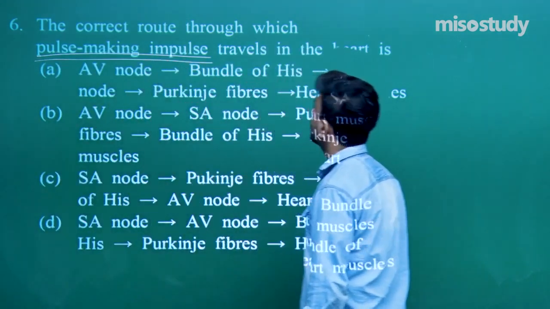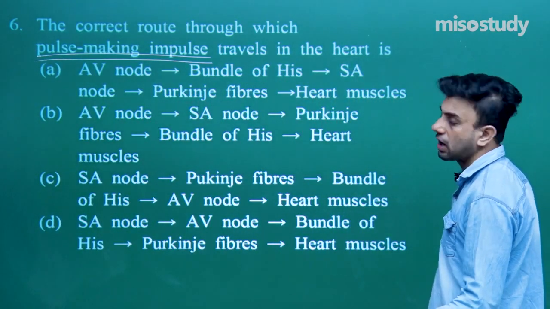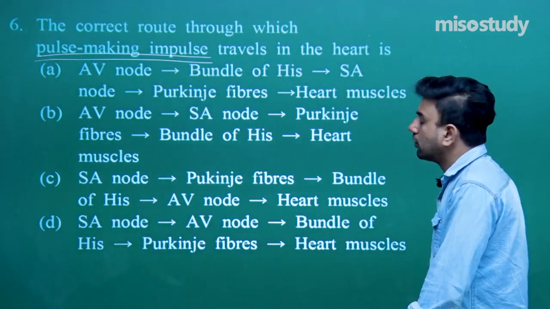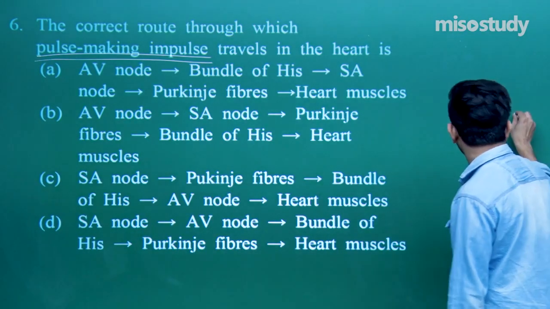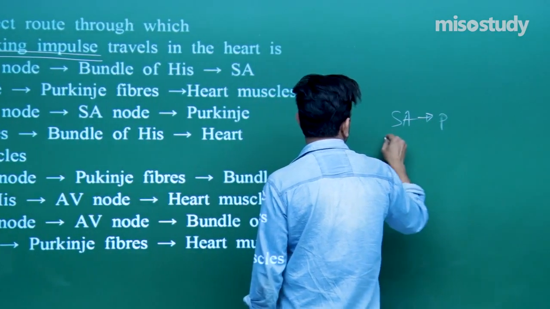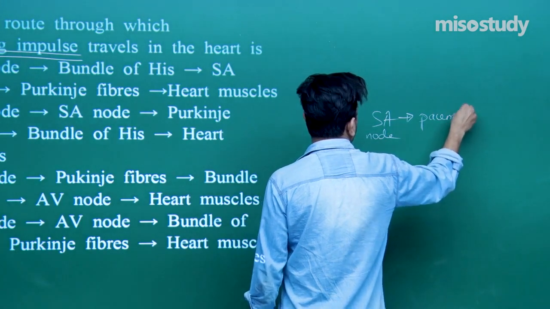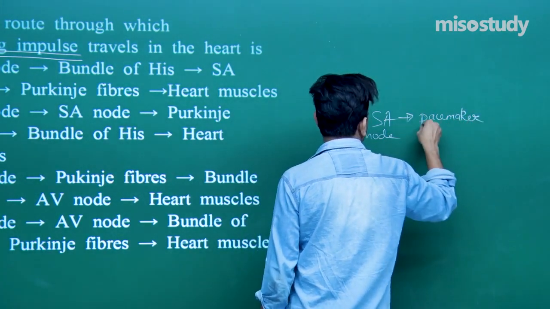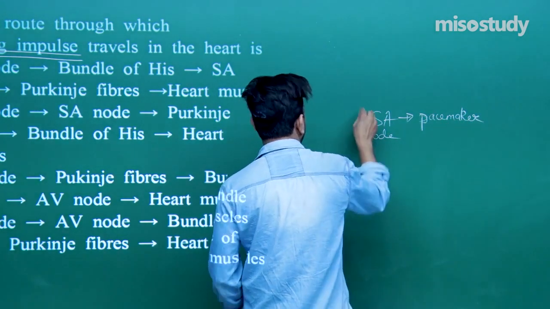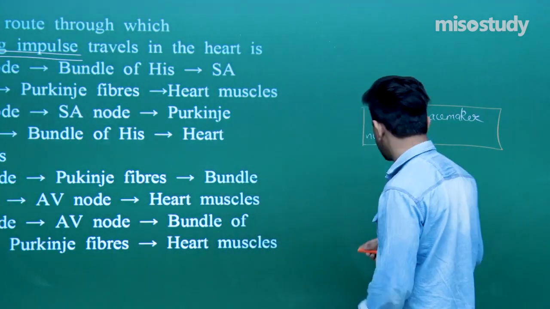So the correct route through which the pulse-making impulse travels in the heart is... We all know that the SA node is the pacemaker of the heart, and this is where the impulse is generated. SA node is the pacemaker of the heart. This is all we know.